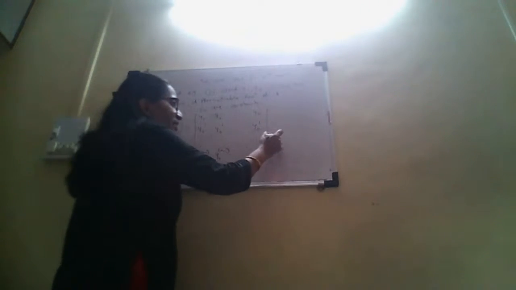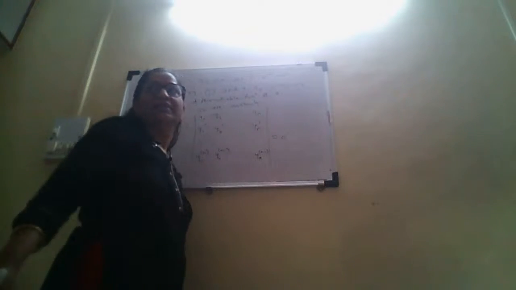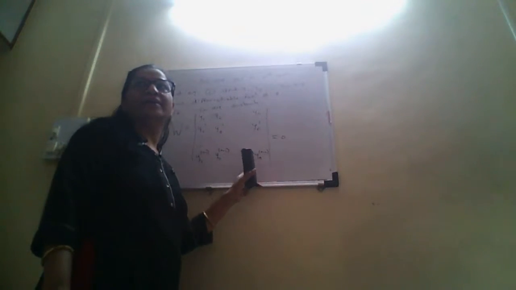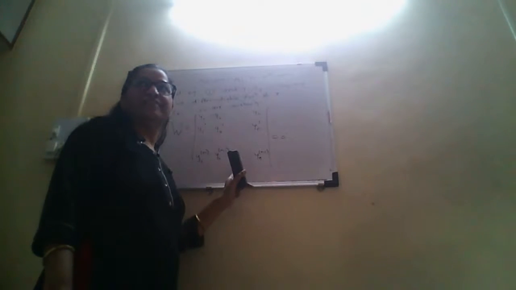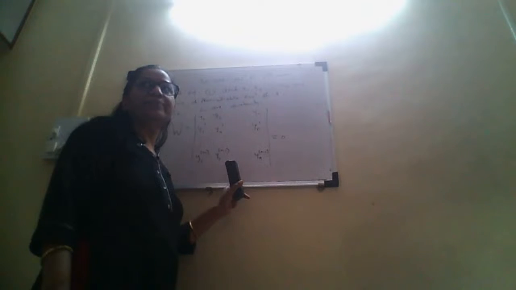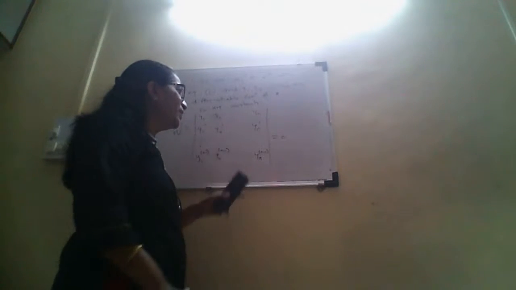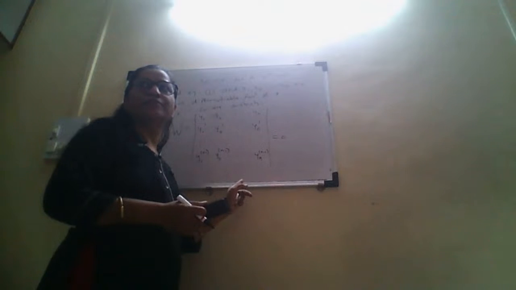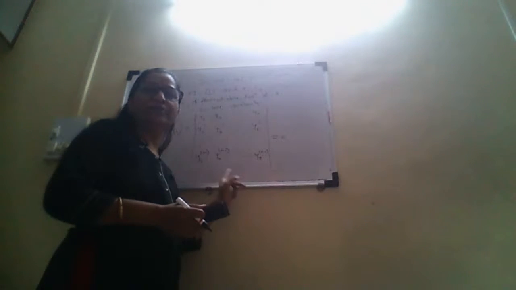Now if this determinant is equal to 0, then we say that y1 to yn are linearly dependent. If it is non-zero, then we say that these solutions are linearly independent. So this is a simpler method to determine whether the given set of solutions is linearly dependent or not.